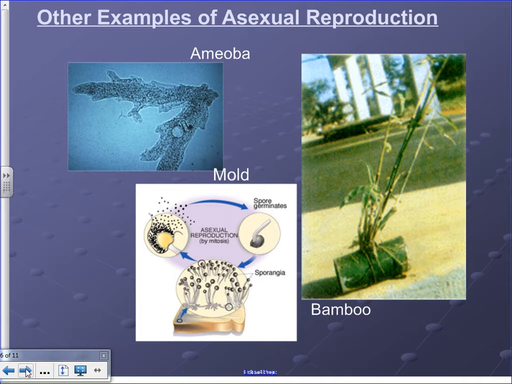Okay, other examples of asexual reproduction. Amoebas. This is an amoeba reproducing, splitting in half. This would be one cell and this will be the other cell. So we'll have two cells there.